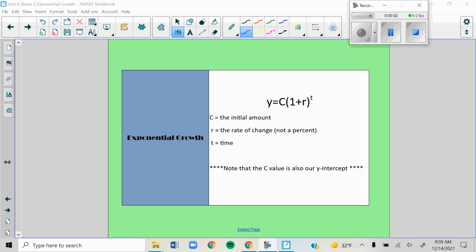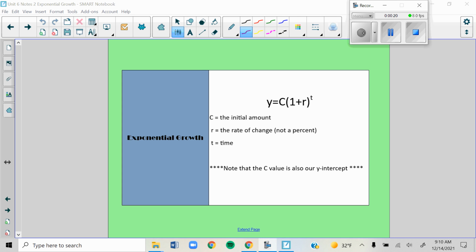All right, welcome class to Unit 6, Notes 2 on exponential growth. Go ahead, I want you to pause the video here and write down all this information into the top square rectangle box on your 6-2 notes. And then when you come back, we'll chat about them.